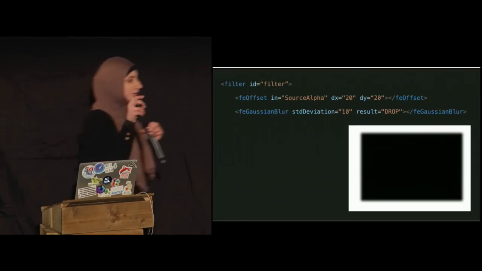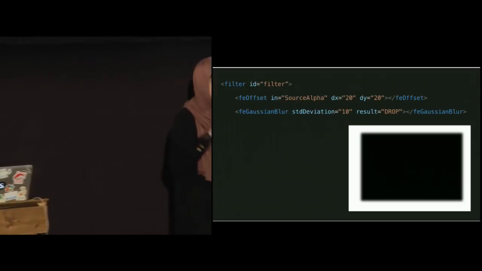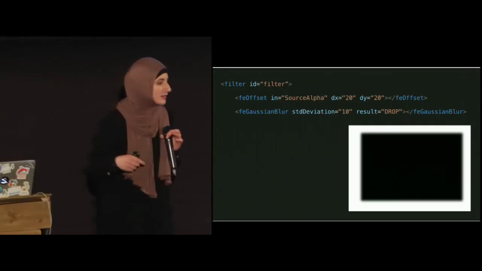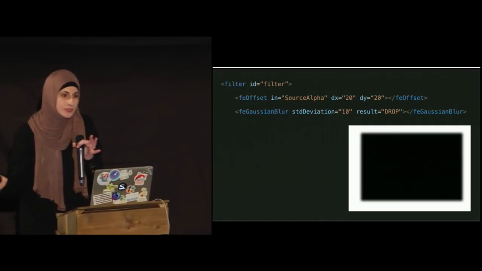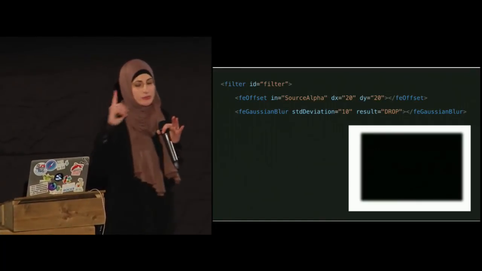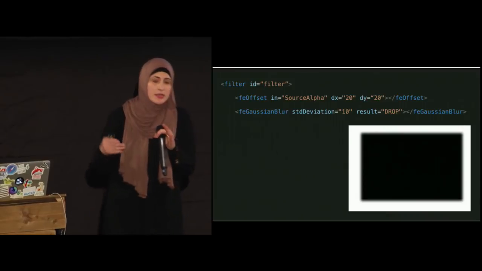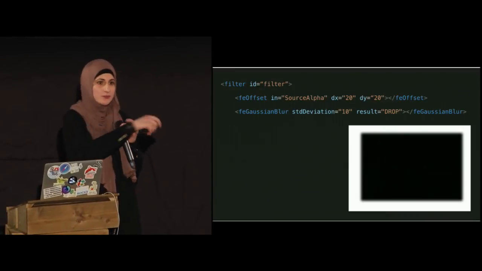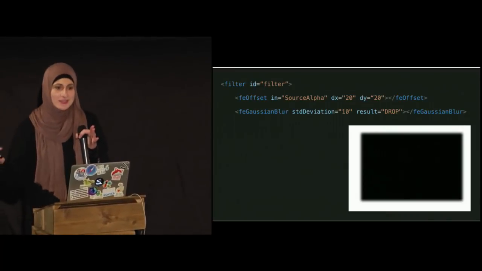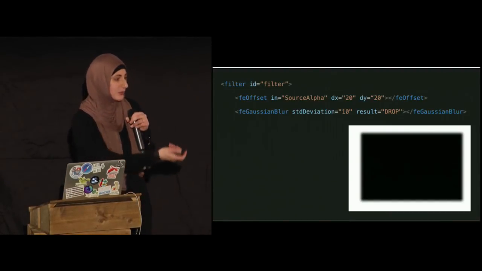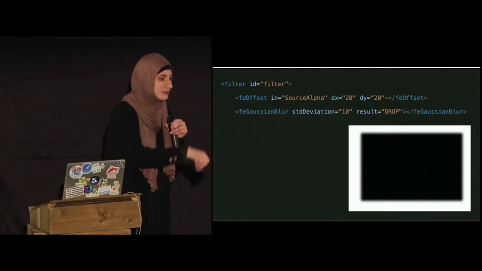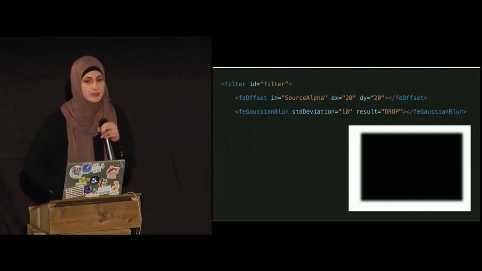The in that we're using in the offset, we're taking the source alpha and then we're moving that. Source alpha, well, if you have a JPEG image, then the alpha channel of that image is always going to be 1 because it's fully opaque. And so the source alpha channel is going to be a fully black rectangle, which is the same size as the image. And this is what we have here. So we get the black rectangle, we offset it, and then we blur it using Gaussian blur.